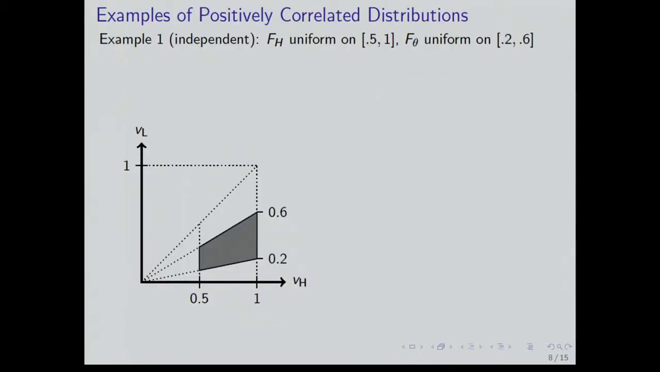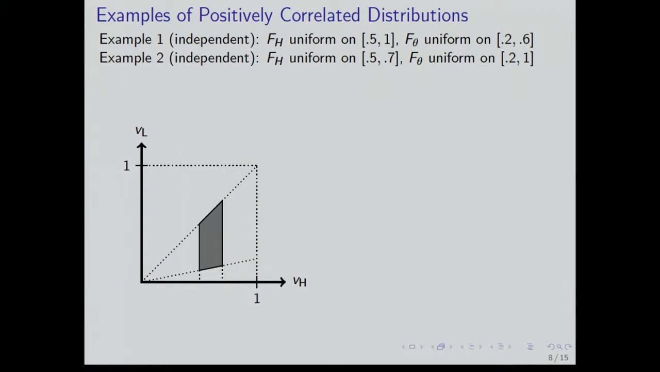Okay, good. So let me just show you some more examples of distributions that satisfy this main condition. The first case, as I said, a special case of positive correlation, is independence. So you can have a distribution where you draw the theta independently from VH. For example, let's say that the distribution of the high quality product is uniform from 0 to 1. The distribution of theta is uniform from 0.2 to 0.6. This is the picture that you get. This is the domain of the distribution. It's a trapezoid. It's going to keep being a trapezoid as long as you assume that the distribution is uniform over a set.